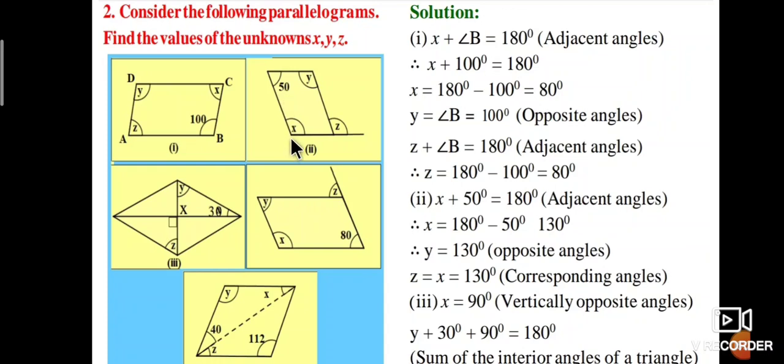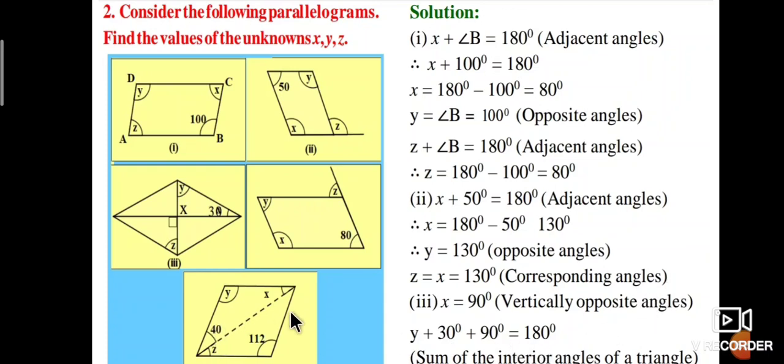Next, second figure, observe your second one. 50 plus x is equal to 180. Therefore, x is equal to 180 minus 50, is equal to 130 degrees, students. Okay, is it understood? Angle x is equal to 130. Therefore, angle x is equal to angle y, y is equal to 130, because the opposite angles of a parallelogram are equal. Next, angle z is equal to angle x, equal to 130, because corresponding angles.